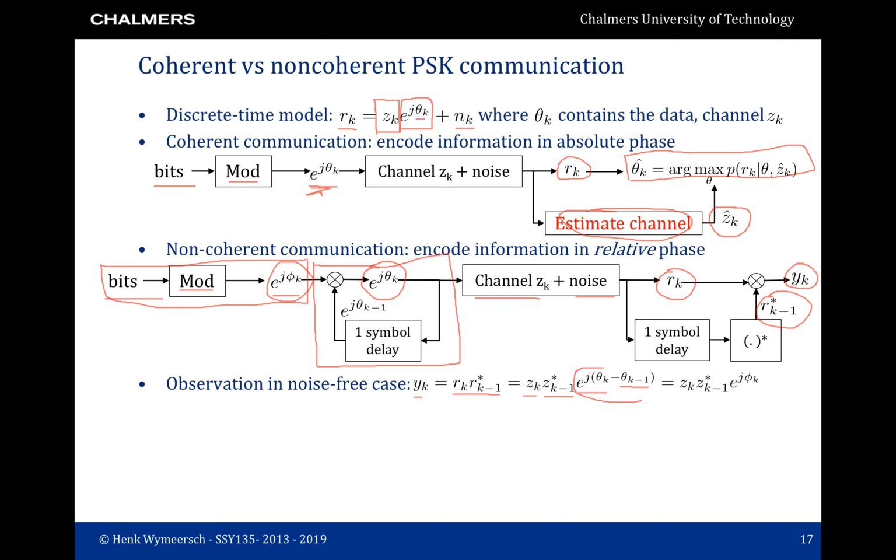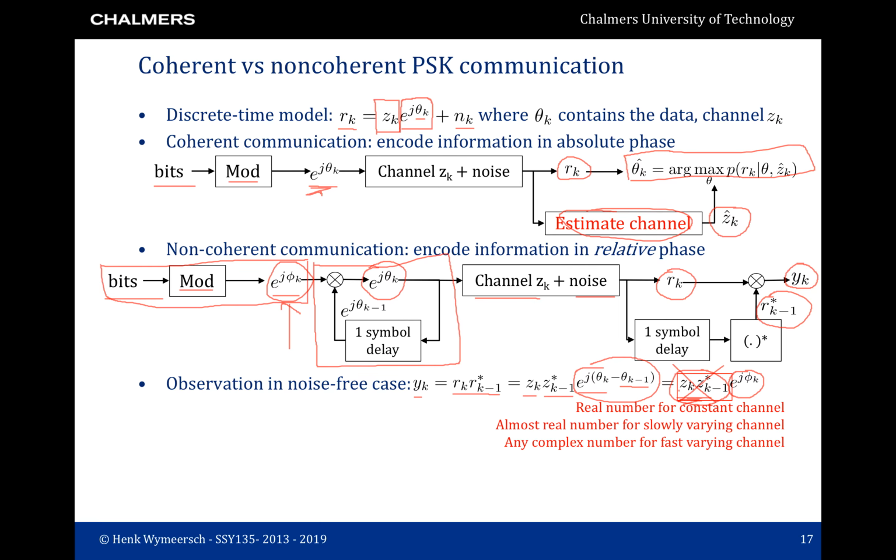And of course, this term here, e to the power j times theta k minus theta k minus 1, is actually the data symbol that we're interested in. This was actually what we had here. This contains our data. Now there's this disturbance, Zk minus 1 star, but when the channel varies only very slowly over time, this is approximately a real number. So we can ignore it when we do the detection. And this is true when the channel changes not too fast. It can vary every symbol, but it cannot be completely independent.